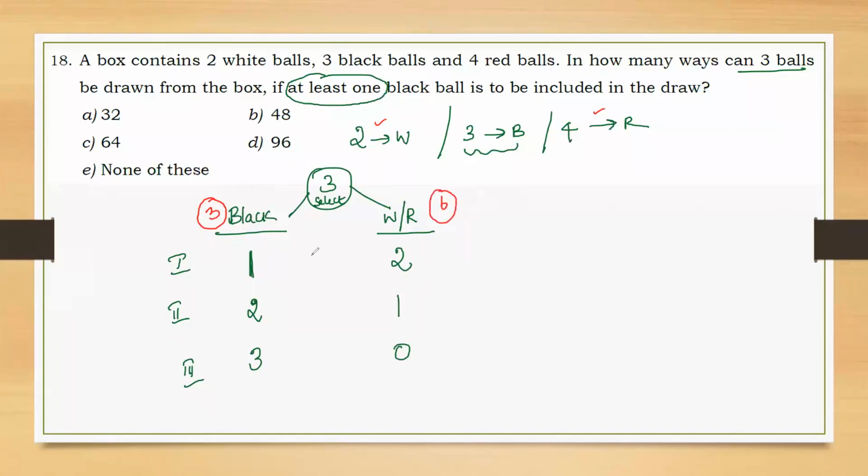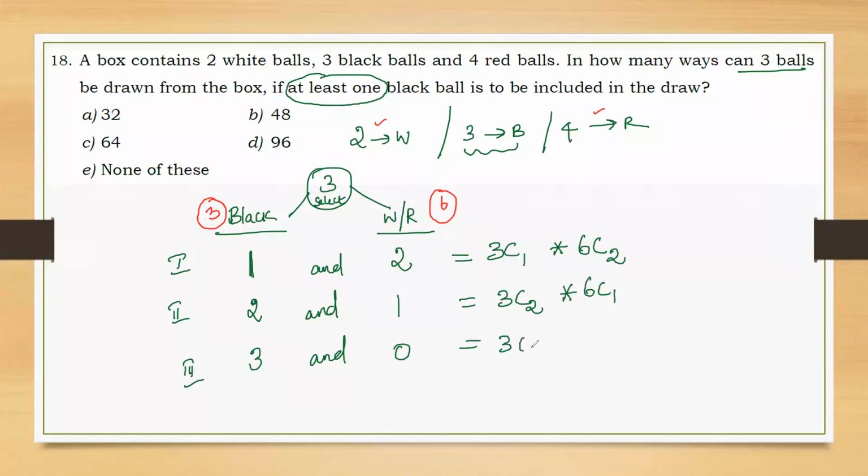Is it clear? We need at least 1 black ball, right? So 1 black, the remaining 2 must be either white or red. Similarly, 2 black, the remaining 1 must be any other color other than black. Remaining 3 are black. Here, we need to select 1 black ball out of 3 and 2 balls from other colors. Other colors we have 6, right? 6C2. Similarly, 2 black balls from 3, the remaining 1 from other colors, and 3 from the black and 0 from the others.